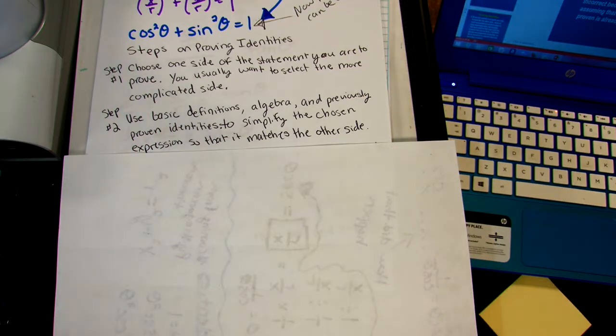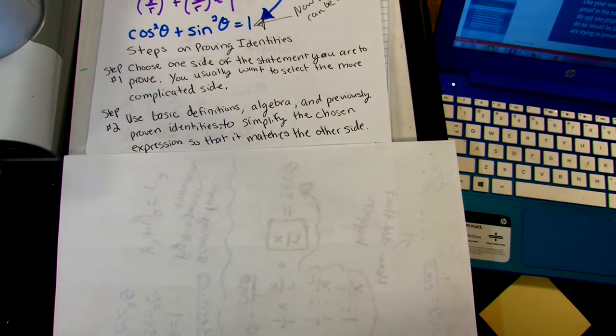I want to take a moment and tell you it's important to choose one side, because if you are working on both sides, it is technically incorrect, because that means that you're assuming that the equality is already true. The equality hasn't been proven until the end, so you can only work on one side until it's proven.